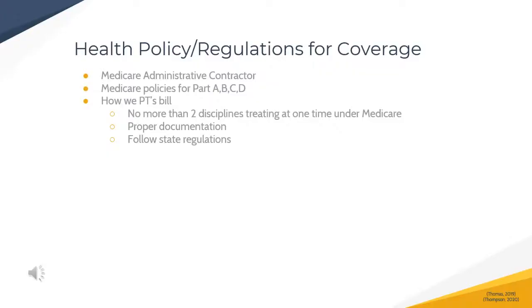There are rules as to how we can bill patients in an outpatient setting. I'll be discussing mostly Medicare, though private insurances also have their own regulations. The Medicare administrative contractor, which is designated to each region, so in Texas it's called Novitas, is responsible for interpreting the regulations and applying them in each state. And we also have to know that Medicare has its own rules for each part A, B, C, and D. For example, if you wanted to do co-treatments, they are limited to 2 disciplines during one therapy session.